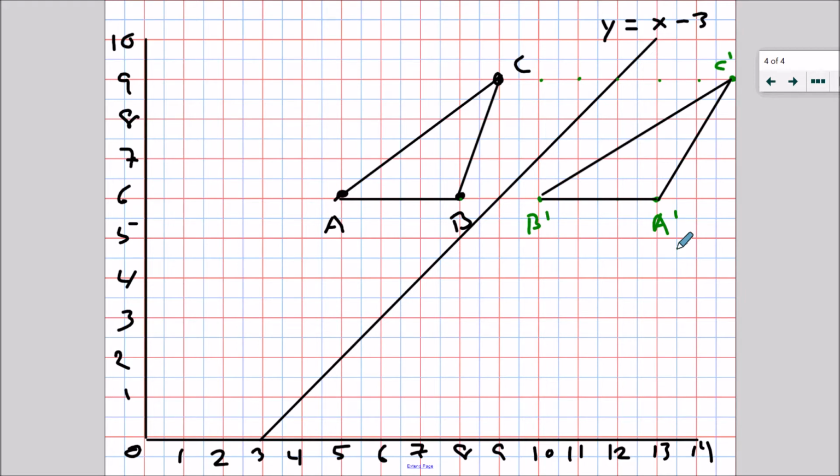C is 3 above, so C prime should be 3 below. B is 1 above, so B prime should be 1 below. And A is 4 above, so A prime 4 below would be 1, 2, 3. It would be at -2, so off my screen.